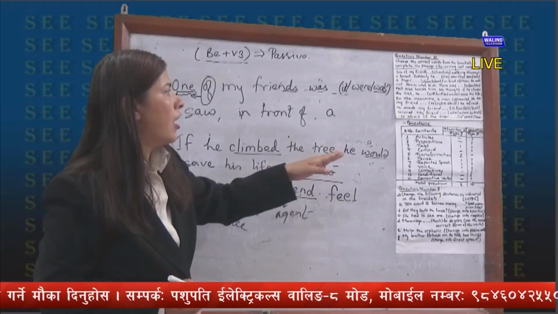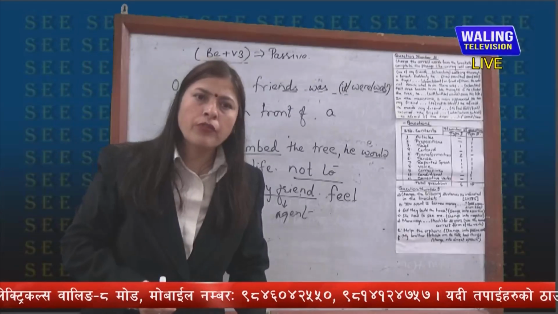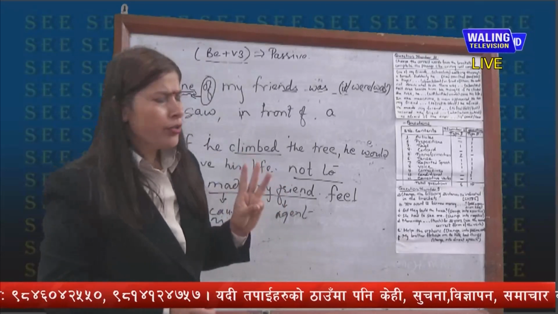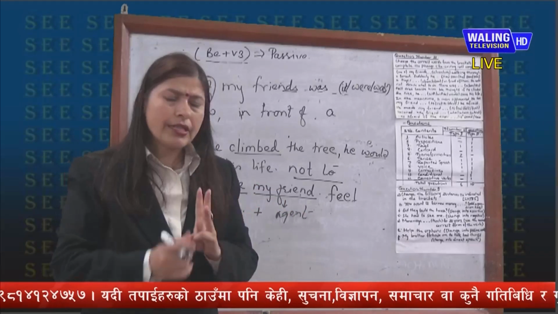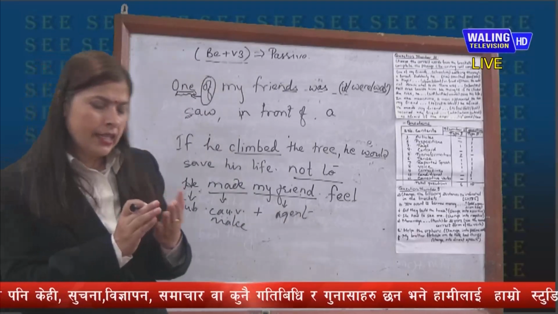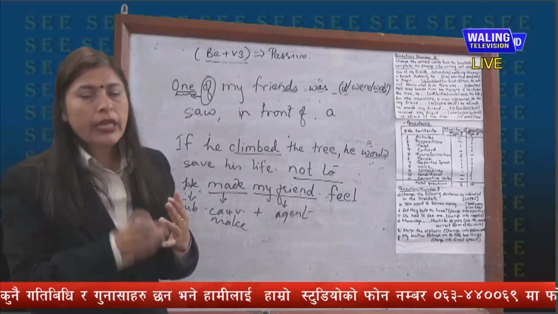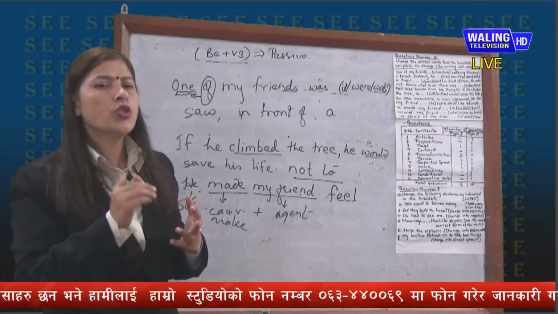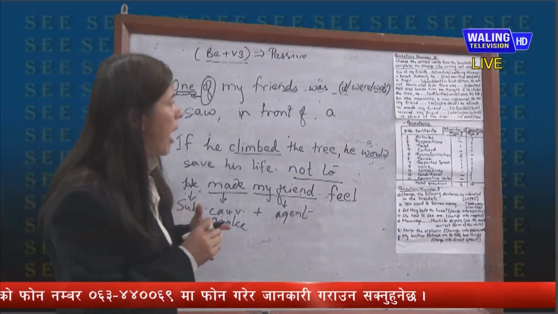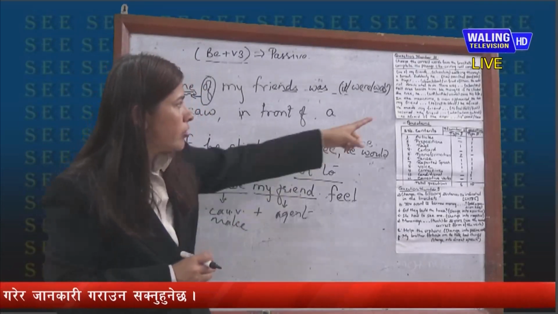My friend, who was afraid of the tiger. Now my friend is a person, and for a person, when we are using conjunctions, there are three cases: subjective case, objective case, and possessive case. If the noun is in subjective case, we use who. If the noun is in objective case, we use whom. And if the noun is in possessive case, we must use whose. Here, my friend is in subjective case. That's why we must use who, not whom, not which.